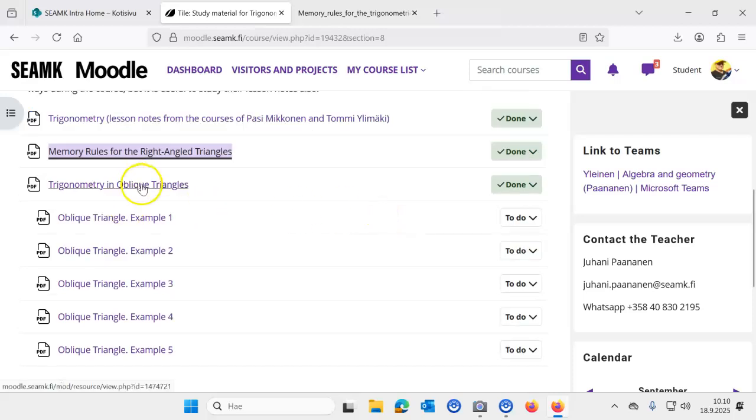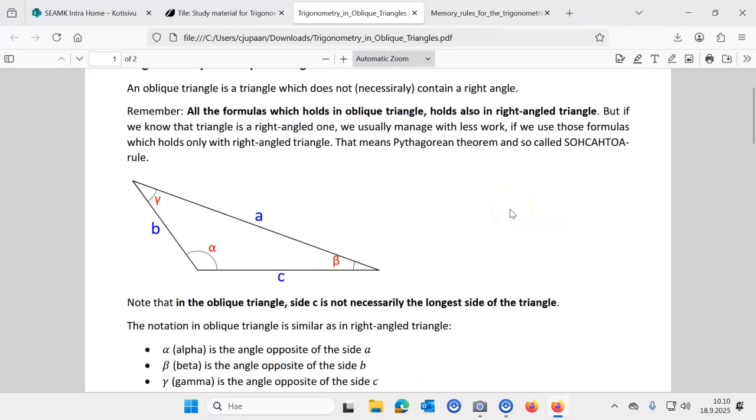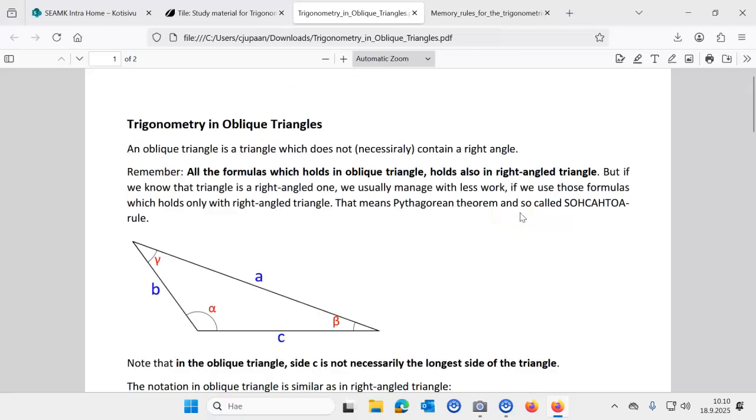And then I put this material. I don't know if you have had time to read these already. There is this trigonometry in oblique triangles, which in other words means that these rules hold in every triangle. So this strange word oblique, I don't know how to pronounce it. Is it oblique? I don't know.